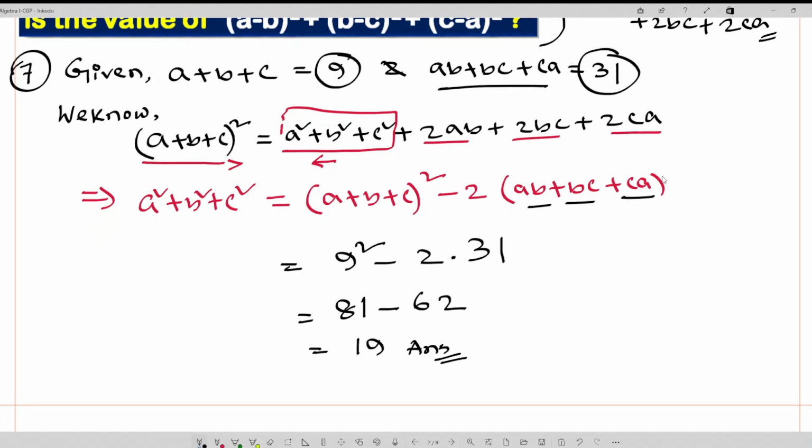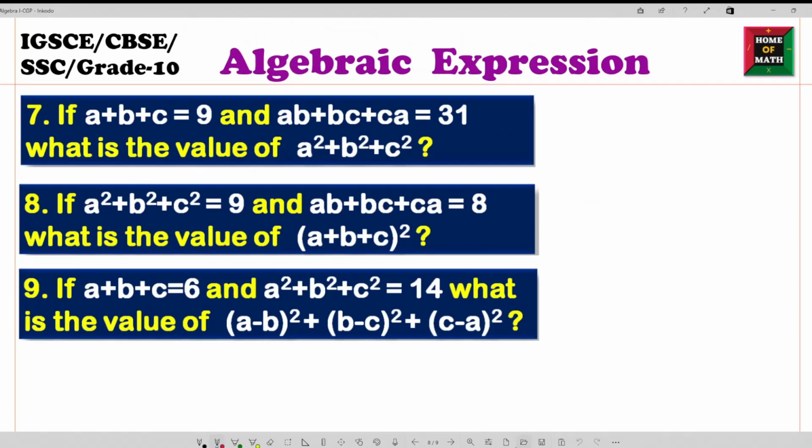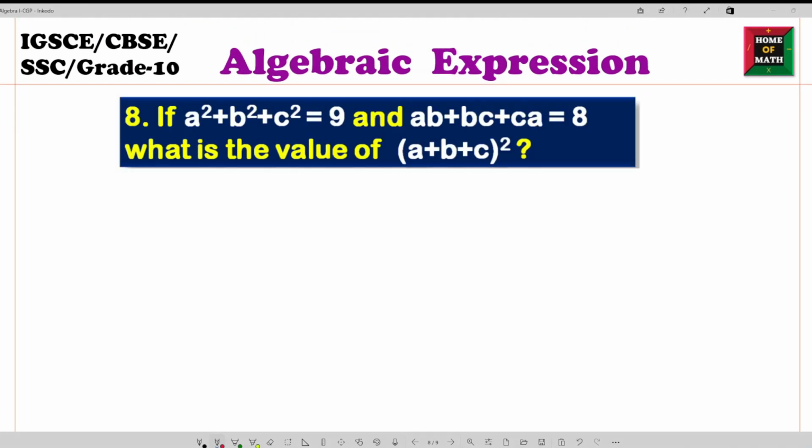But one thing you have to memorize or know is the (a + b + c)² formula. Number 7 done. Now number 8. If a² + b² + c² = 9 and ab + bc + ca = 8, what is the value of (a + b + c)²?